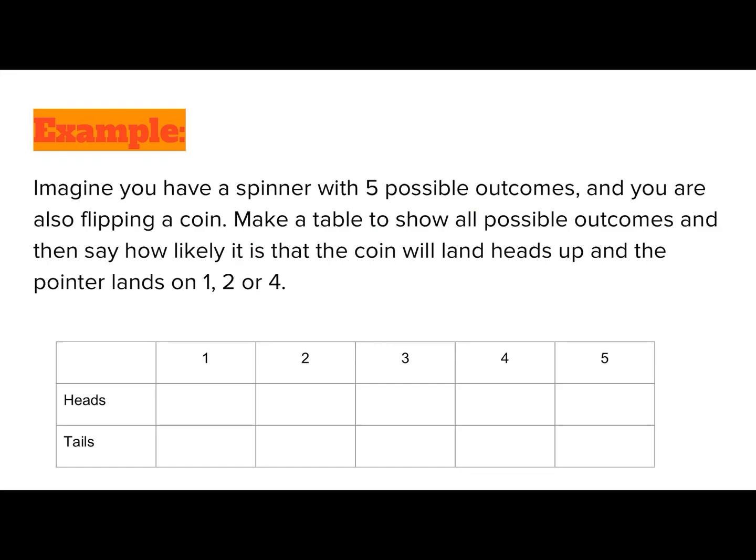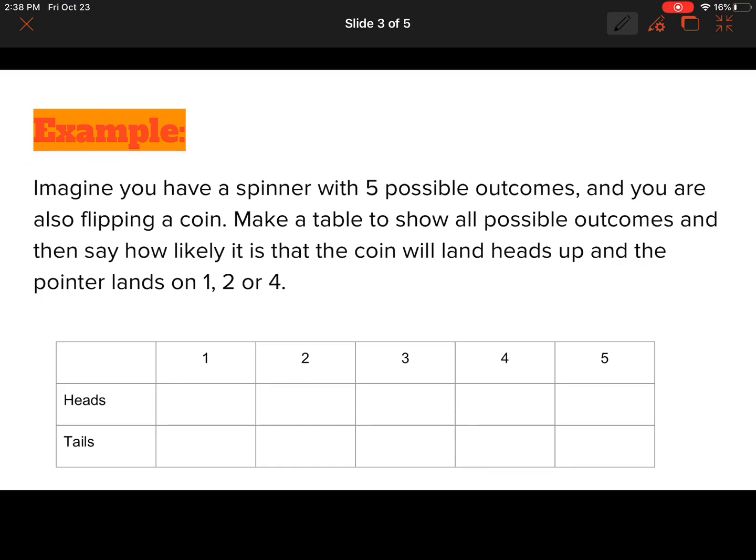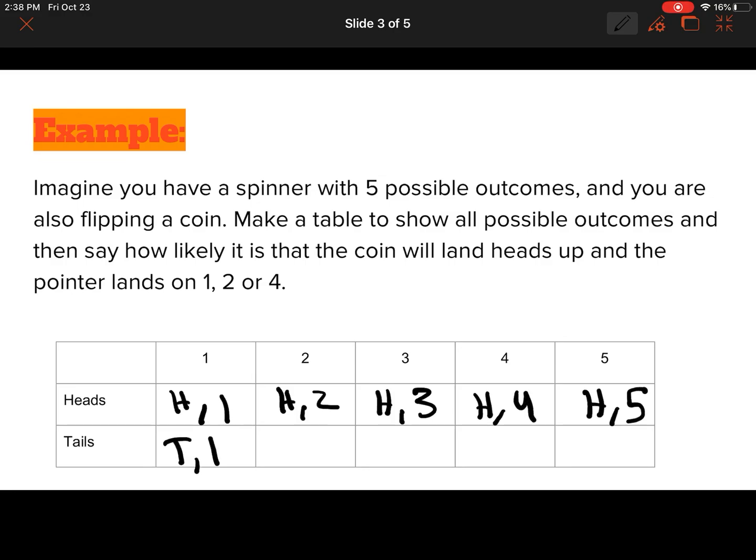Alright, so let's start with an example. Imagine you have a spinner with 5 possible outcomes and you are also flipping a coin. Make a table to show all the possible outcomes, then say how likely it is that the coin will land heads up and the pointer lands on a 1, a 2, or a 4. Let's start by making our table here. When we have heads and a 1, our combination would be heads 1. We'll fill in the rest of this table here. So we have tails 1, tails 2, tails 3, tails 4, tails 5. So those are our possible outcomes here.